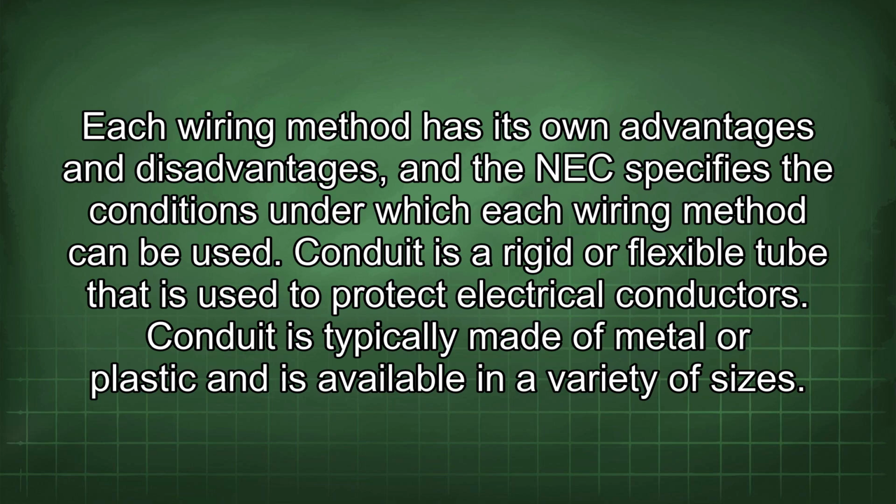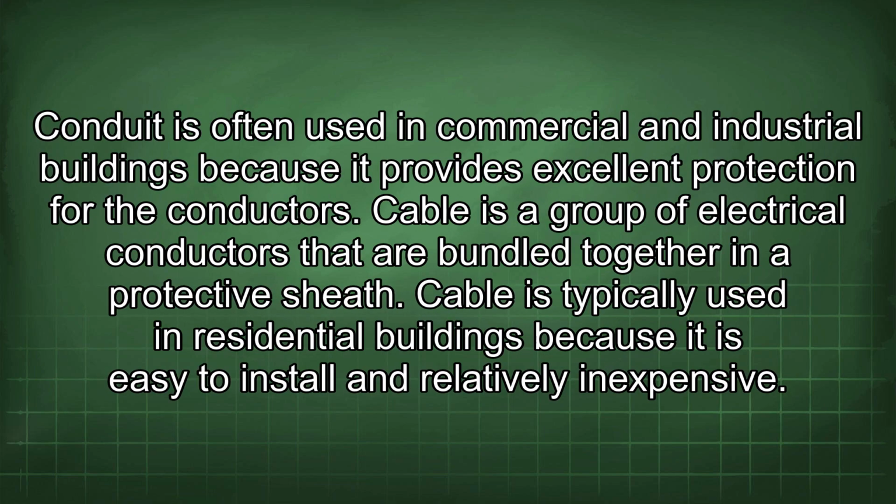Conduit is a rigid or flexible tube that is used to protect electrical conductors. Conduit is typically made of metal or plastic and is available in a variety of sizes. Conduit is often used in commercial and industrial buildings because it provides excellent protection for the conductors. Cable is a group of electrical conductors that are bundled together in a protective sheath. Cable is typically used in residential buildings because it is easy to install and relatively inexpensive.